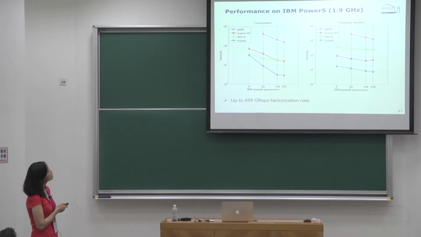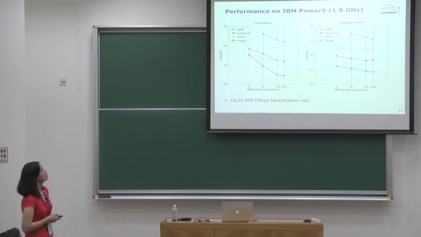For example, for this matrix, on 32 processes, the triangular solution is only a little over 20 seconds. But on 32 here, it's 100, 200, 300. So it's hundreds. Usually the triangular solution takes less than, say, 10% of the factorization time. But because of lower arithmetic intensity, it doesn't scale very nicely compared to factorization.